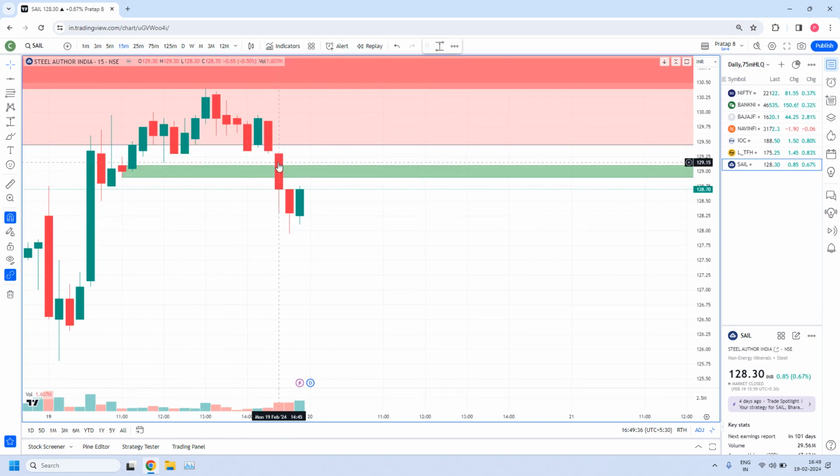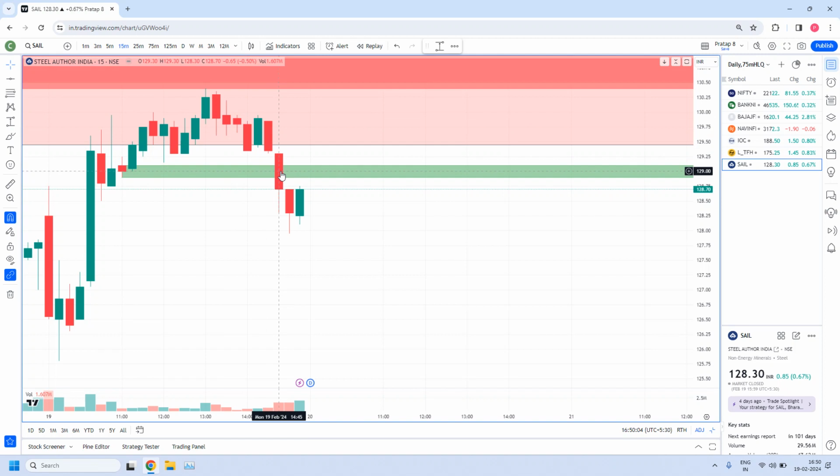And finally prices reached at the 2 o'clock 45 minutes candle. It reached the target. After hitting this supply zone, we got the entry. And after that, in this candle, it reached the target. That way, SAIL has given 10,400 rupees profit, which is 3.3% ROI.